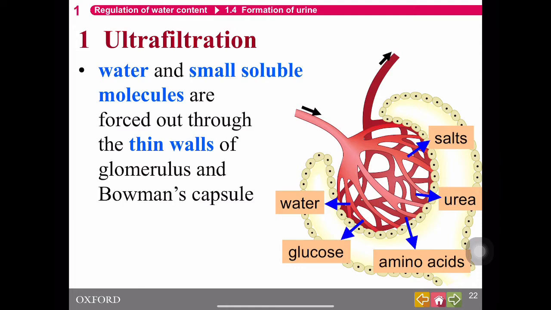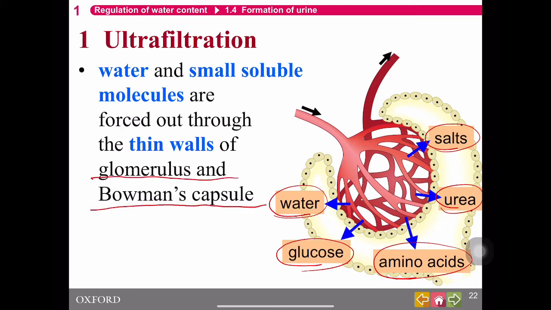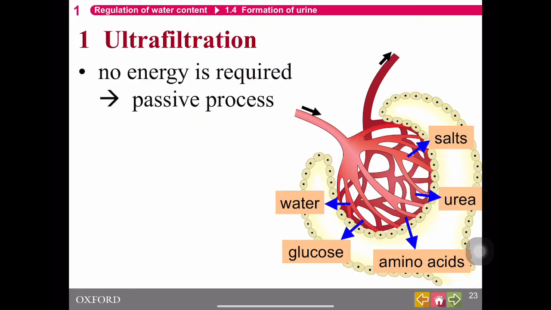Those molecules involve water, glucose, amino acid, urea, and salts. They will pass through the thin walls of glomerulus and Bowman's capsule. Both of them are 1 cell thick. Actually, they form the thin filters for this filtration process. This process, due to the pressure difference, is a passive process. No energy is required.